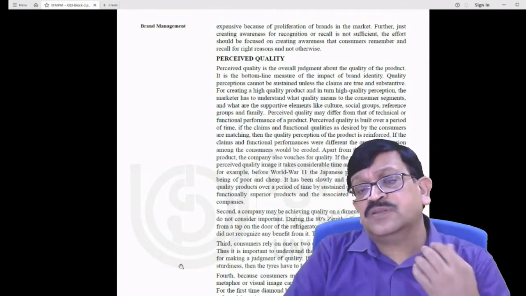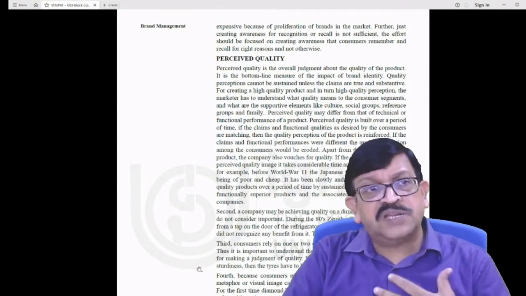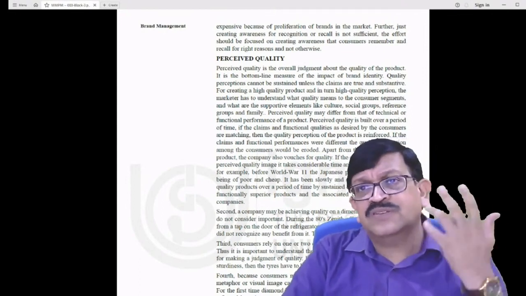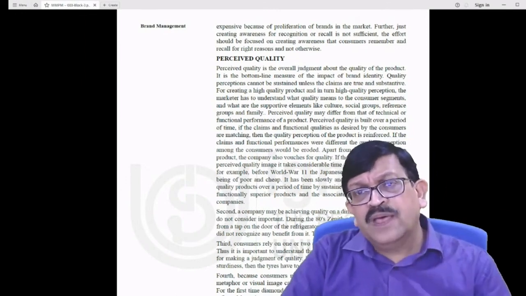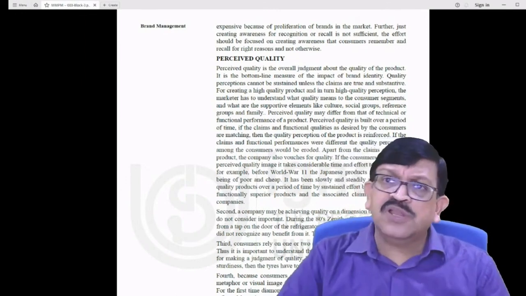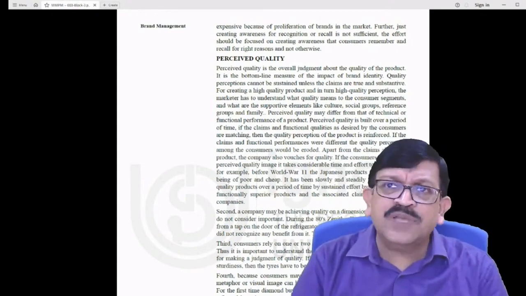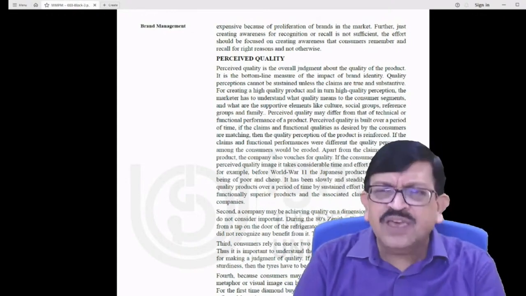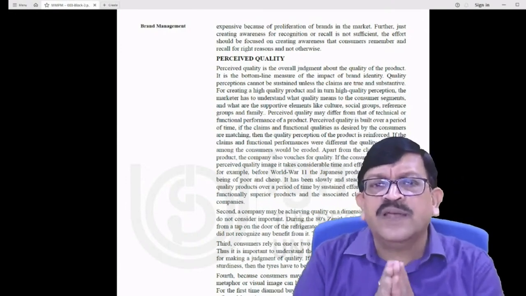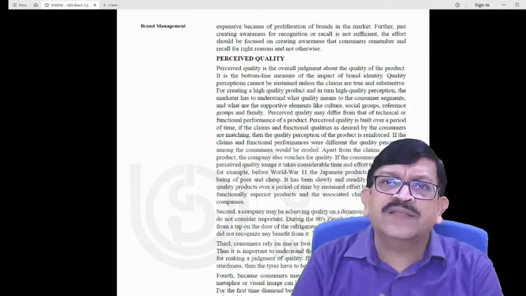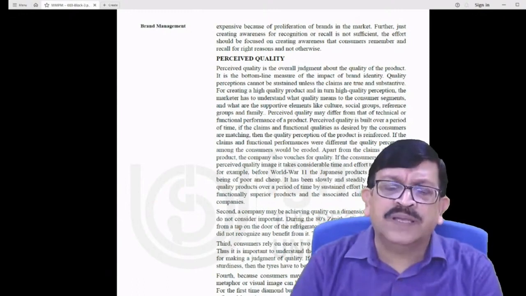Like in the case of Japanese products, they were early considered, after World War II, when they didn't have any resources, most of the products were considered to be cheap and poor. But as of now, when you talk about superior quality and innovation, it's Japan. All the Japanese companies which you talk about have heavily emphasized the kind of quality that drives those brands in the marketplace.